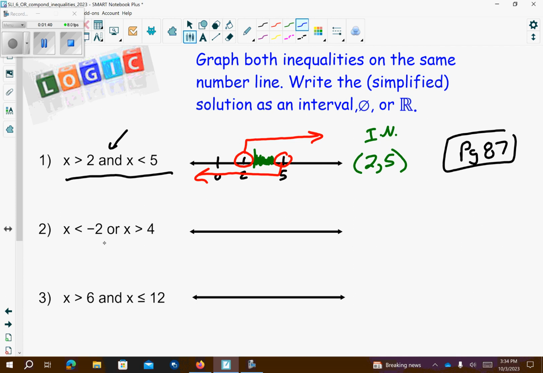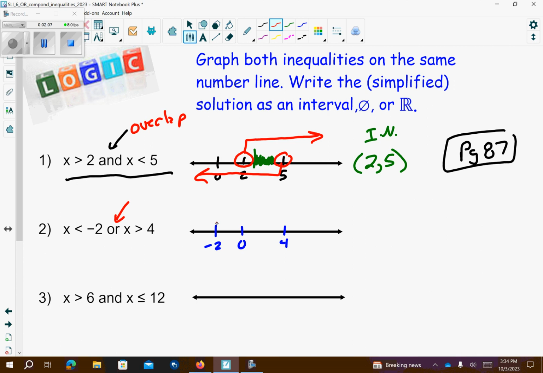Let's do the same thing for the next problem. So if I have -2 here, 0 is about here, and then 4 is about over here, let's go ahead and do this. Now realize this has the word or. Or is a little bit different than and. Or means this or that. And means both things have to happen, so I want overlap. So and has to have overlap, or can have overlap, but it doesn't have to.